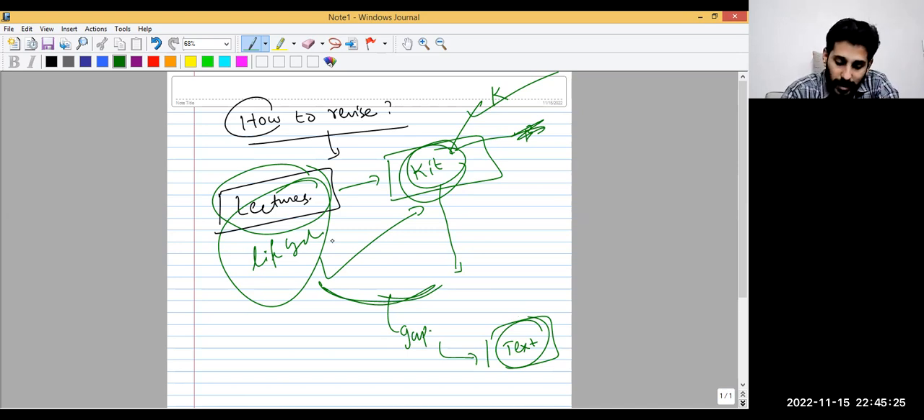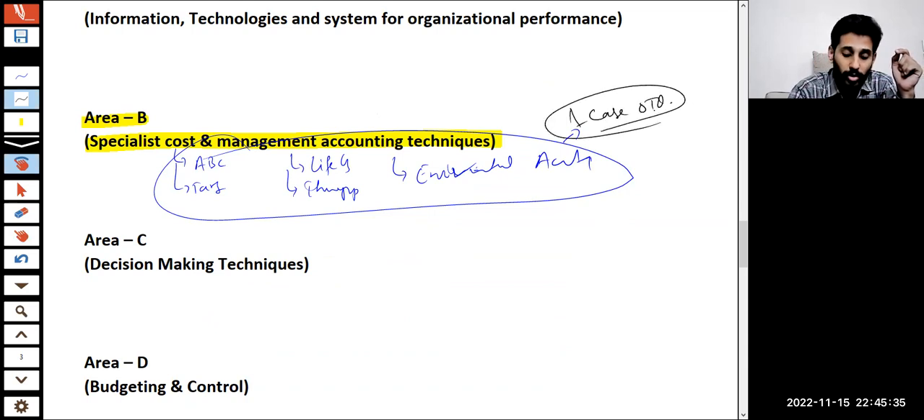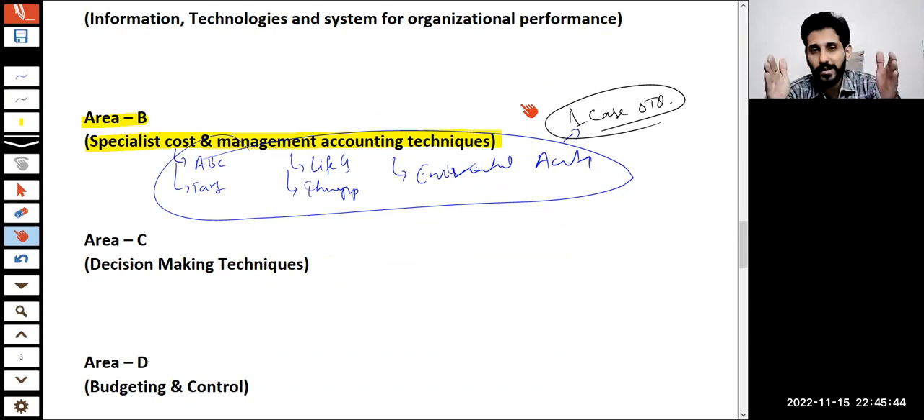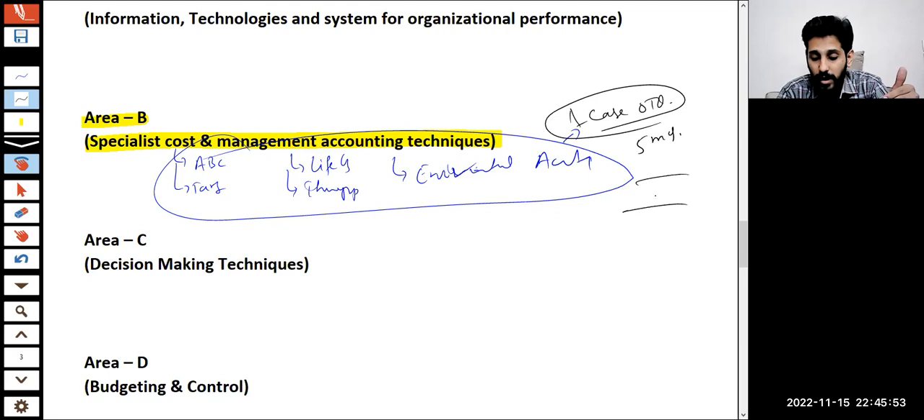Now, this section is the specialist cost and management accounting technique which I was talking about. From this section, there would be one case OTQ. It is not mandatory or compulsory that this topic would be examined, but based on the past analysis, this section is examined for 10 marks. Yes, one case OTQ means 5 MCQs, and that would become 10 marks, right?